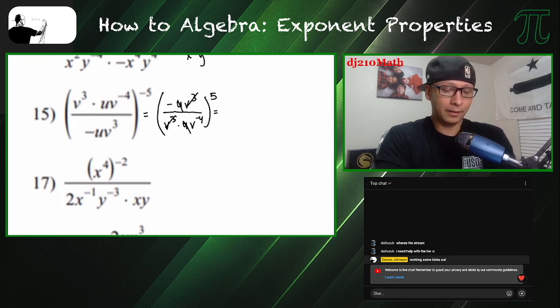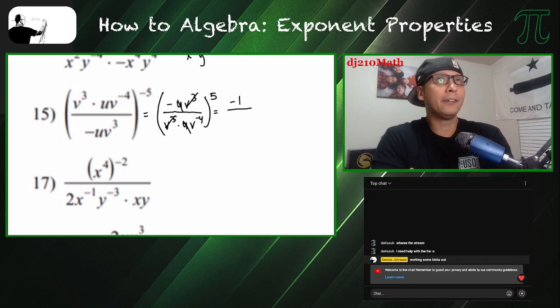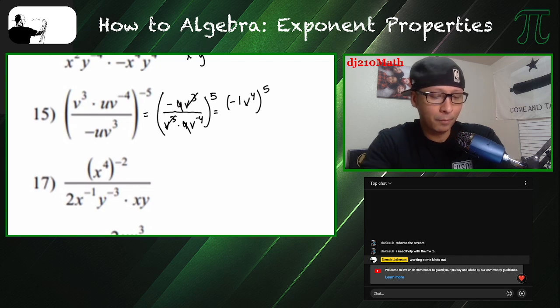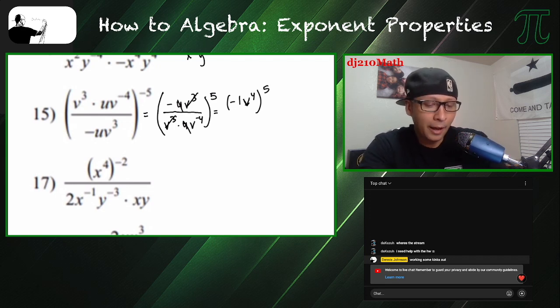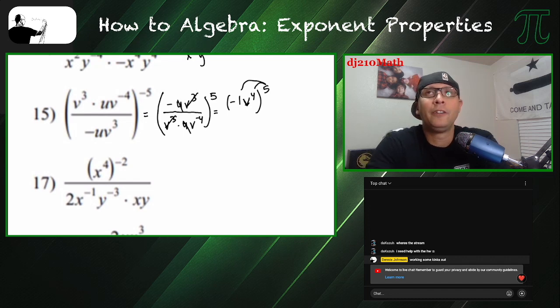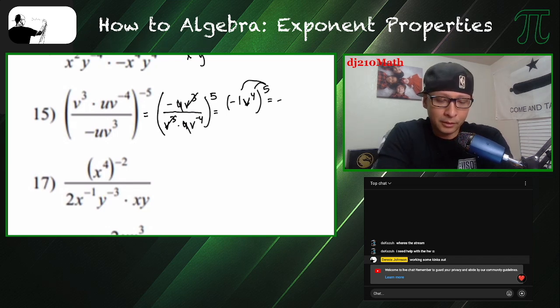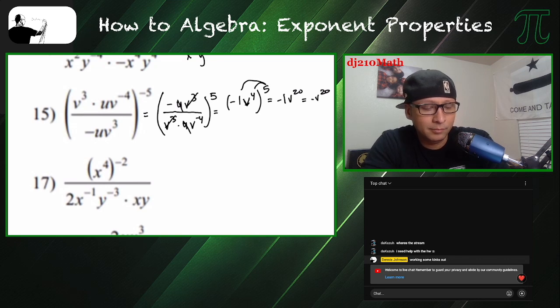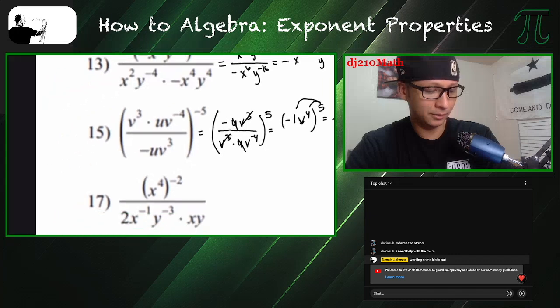So what do we have left over inside? We have negative 1 basically on top over v to the negative 4. That's definitely going to come up as positive 4. All to the 5th power. We have negative 1. So now we can apply the 5 to everything inside. So negative 1 to the 5th power. Technically, it's negative 1 to odd power. So it's going to be negative 1. So negative 1 v20. So basically negative v20. That one's fun. That one's fun for sure.